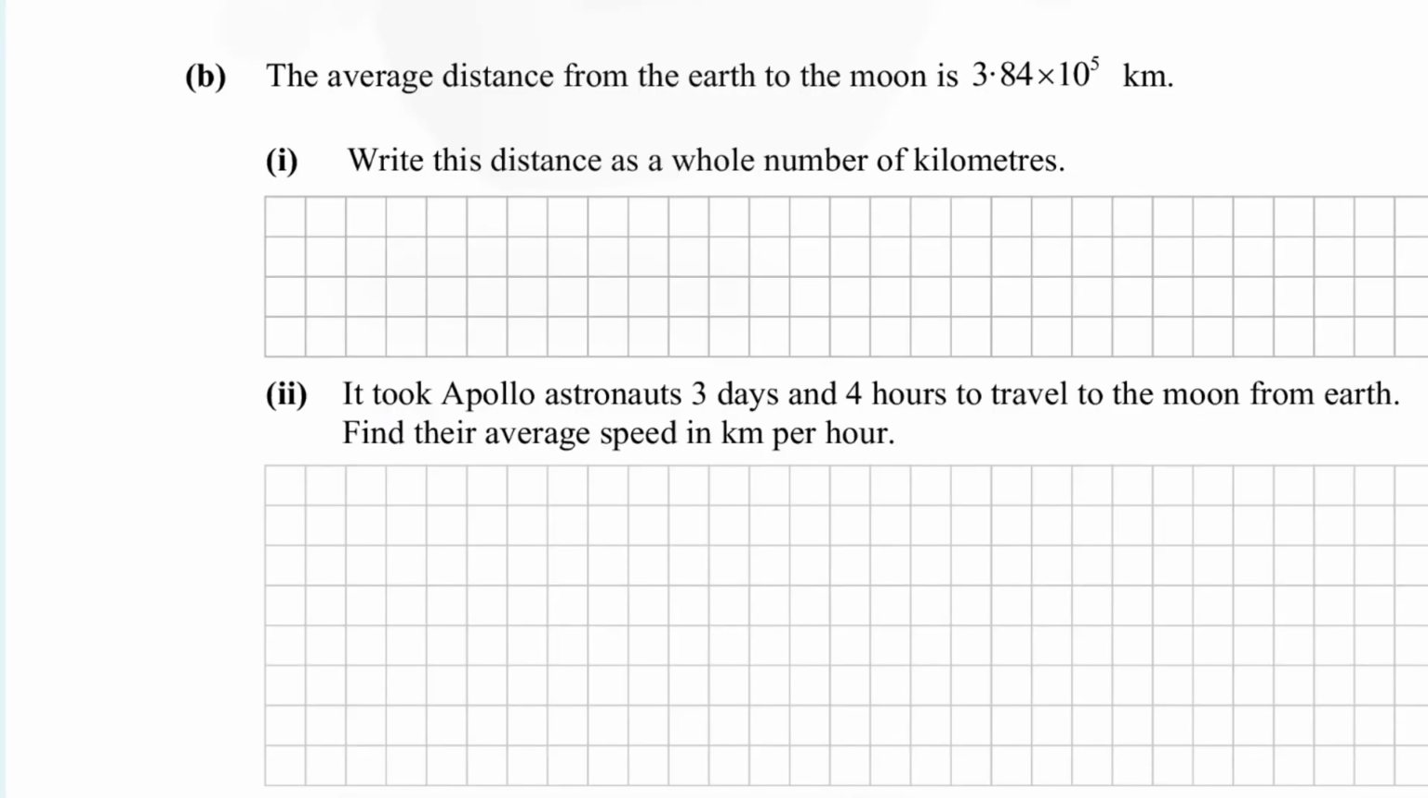Now, this last question here, the average distance from the Earth to the Moon is 3.84 multiplied by 10 to the power of 5 kilometers. So again, this is a number written in standard form or scientific notation. So it's going to be 384 plus another 3 zeros, 1, 2, 3, which is 384,000 kilometers.